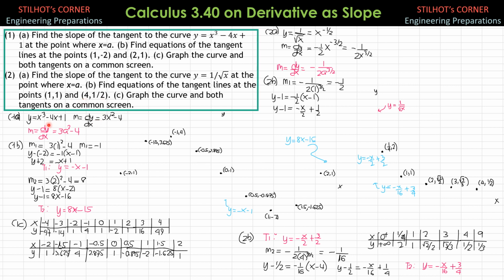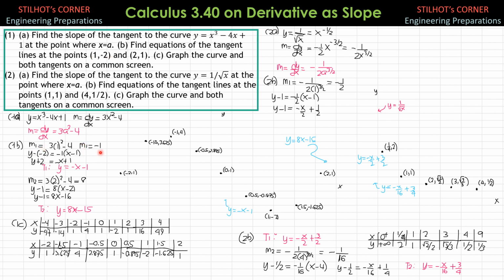So for 1a, y equals x cubed minus 4x plus 1. The derivative is 3x squared minus 4, which represents the slope of the tangent to the curve. And in particular, when x is a, it is 3 times a squared minus 4. So that's the answer to part 1a. Then for 1b, the particular slopes at this point: the slope is 3 times 1 squared minus 4, so negative 1.